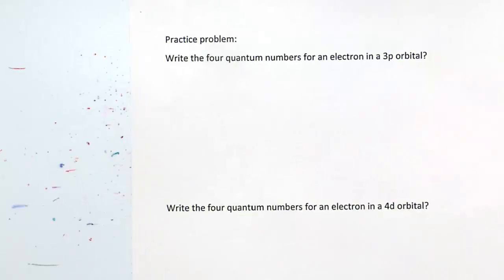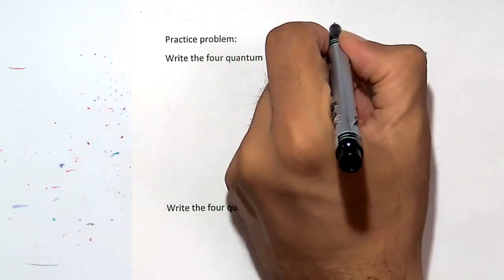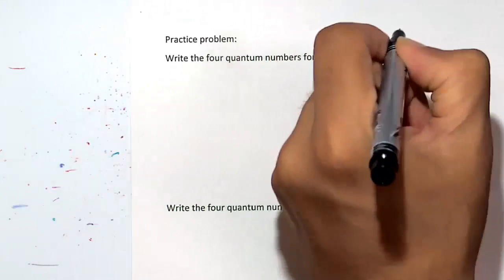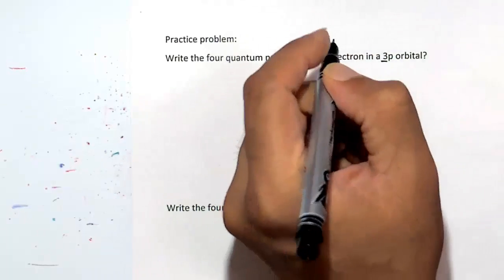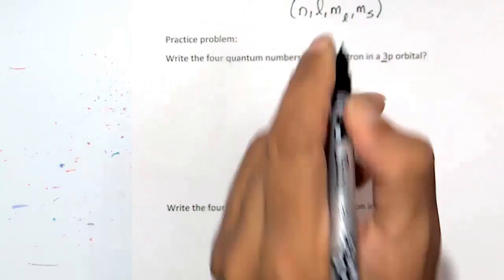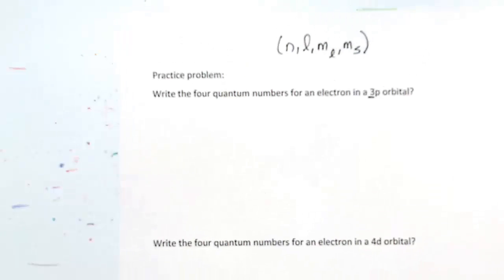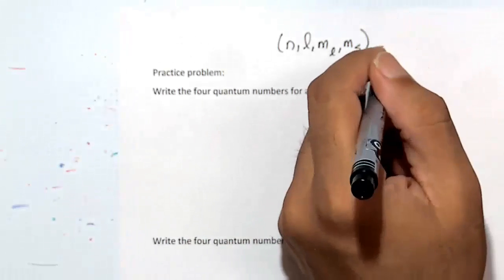Right, so something like this on the quiz or the exam, how will you tackle this problem? It's asking for the 4 quantum numbers for an electron in a 3p orbital. Remember again, 3p. Right off the bat, you should recognize n is equal to 3 because it's a 3p orbital.